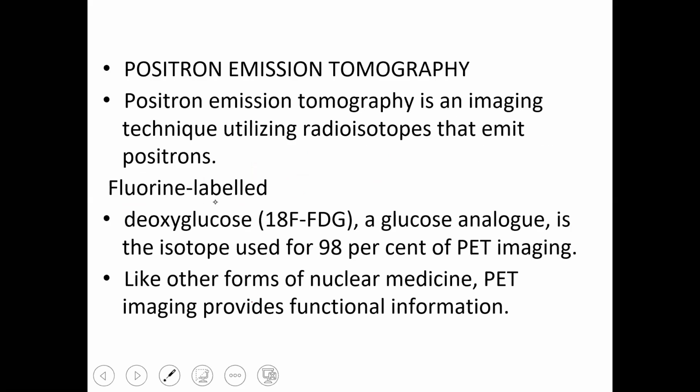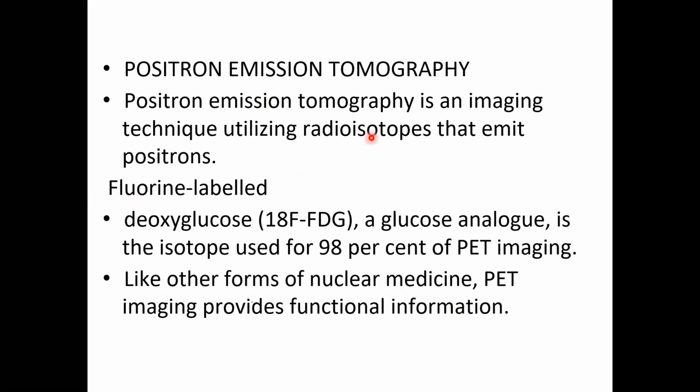Positron emission tomography is an imaging technique utilizing radioisotopes that emit positrons. Fluorine-labeled deoxyglucose, a glucose analog, is the isotope used for 98% of PET imaging. Like other forms of nuclear medicine, PET imaging provides functional information. So, same thing, the PET scan.